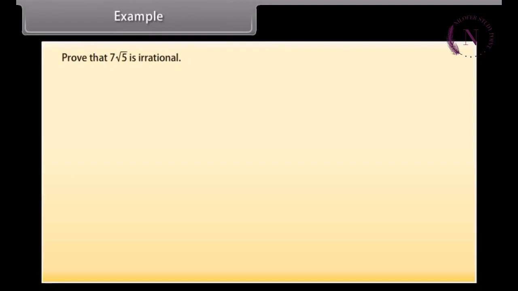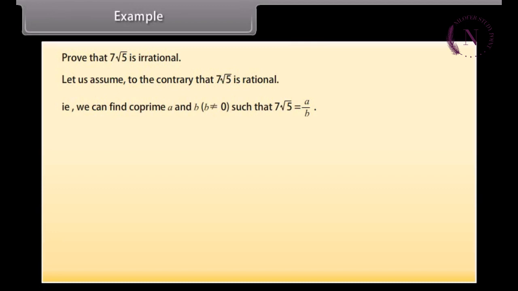Example. Prove that 7 square root 5 is irrational. Let us assume to the contrary that 7 square root 5 is rational. That is, we can find coprime a and b, where b is not equal to 0 such that 7 square root 5 is equal to a upon b.